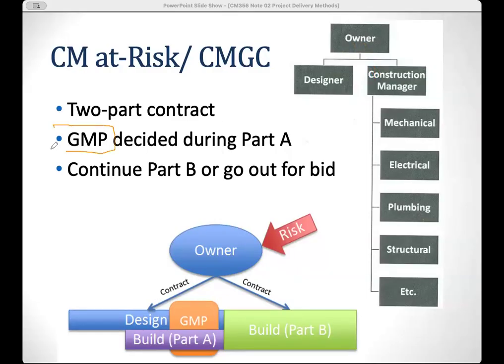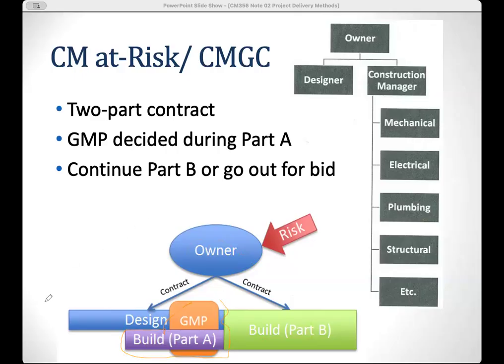What does GMP mean? Can anyone let me know what GMP means? Guaranteed max price. Yes, thanks, Kevin. Guaranteed max price is decided during part one. So part one means over here, right? And the continued part all goes out for bid, right? So you see the owner has a contract with the designer, and you see the owner has a contract with the builders, right? And the GMP is part of the builders.